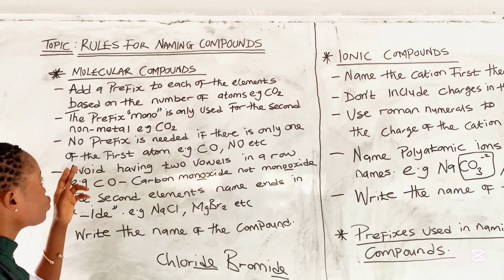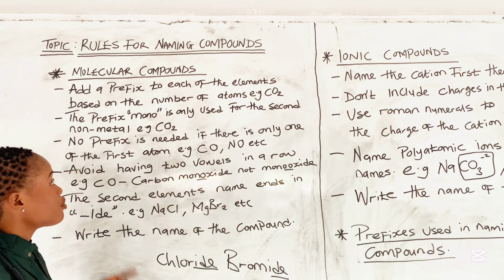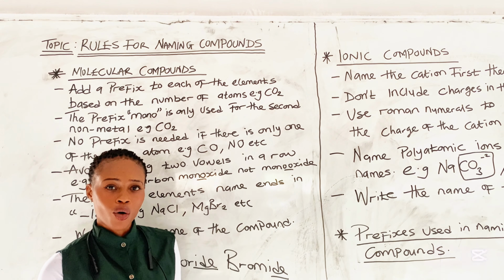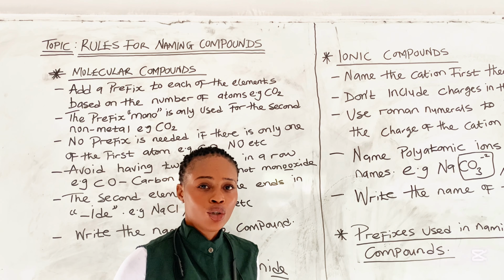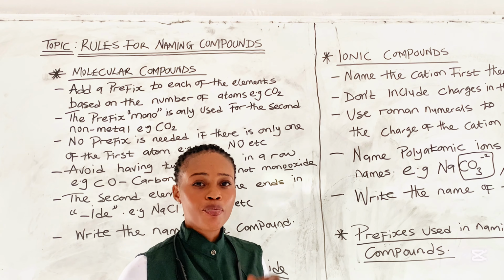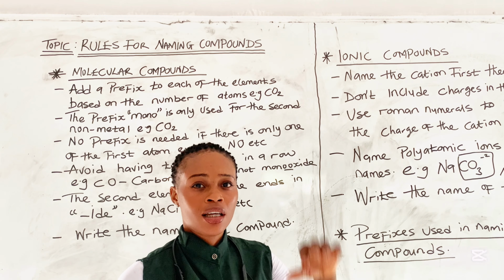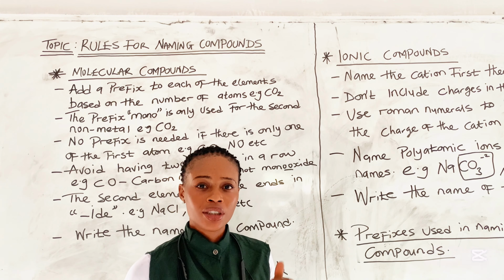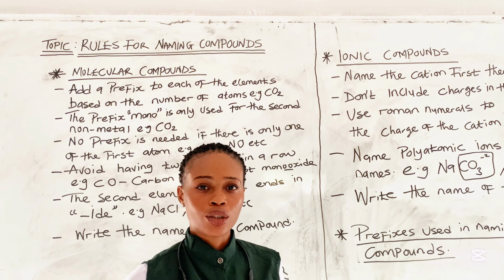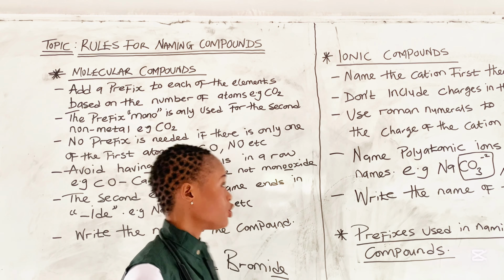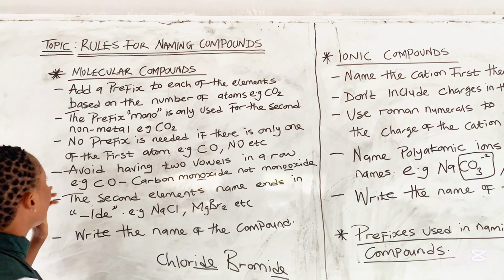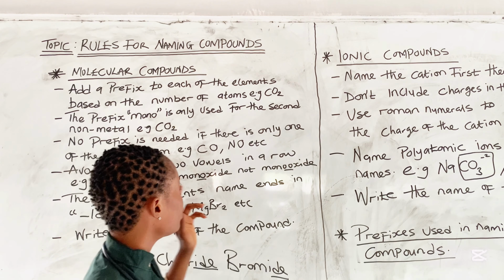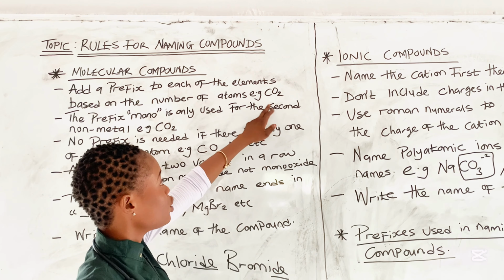For the first rule, we said add a prefix to each of the elements. A prefix is used to indicate the number of atoms present in a compound. So for example, we said add a prefix to each of the elements based on the number of atoms. We have CO2.